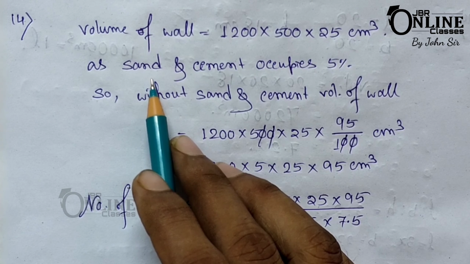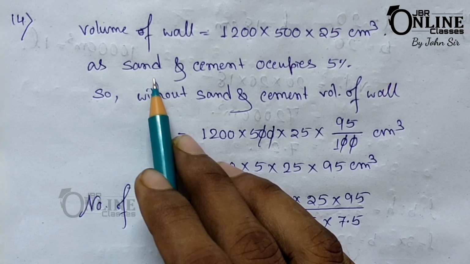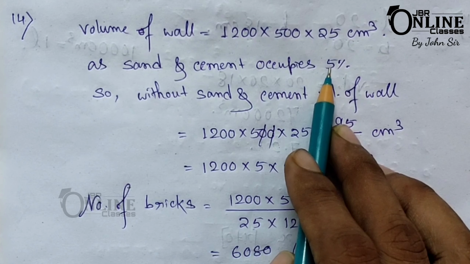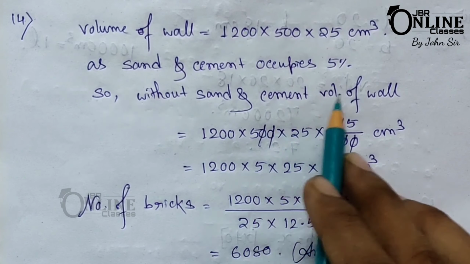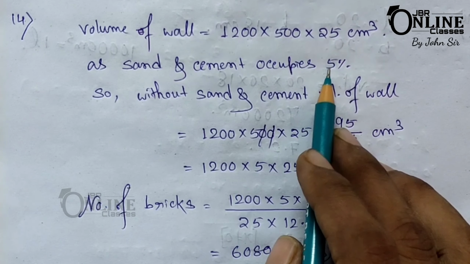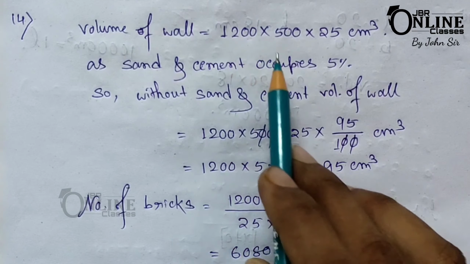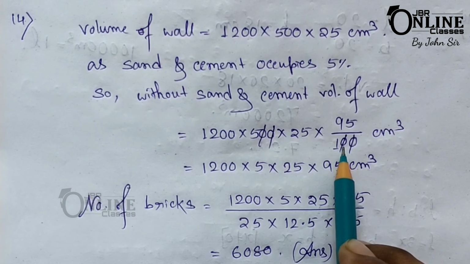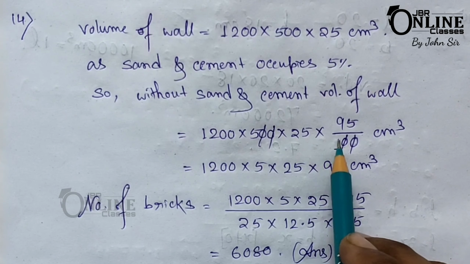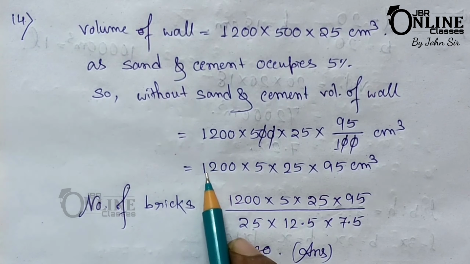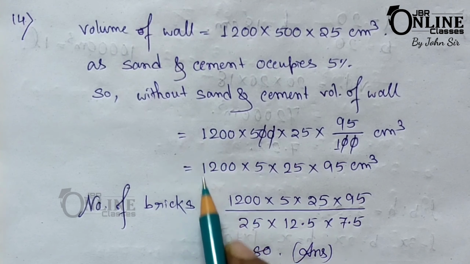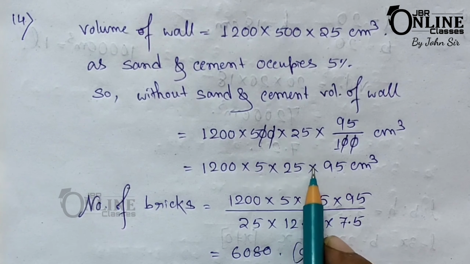Now here the sand and cement mixture occupies 5% of the total wall. So as sand and cement occupies 5%, that means without sand and cement the volume of the wall will be 95%. So you have to multiply this volume by 95 over 100. Now we have to find out the 95% of the volume. So that equal to 1200 into 500 into 25 into 95 by 100. Now that is the volume without sand and cement.